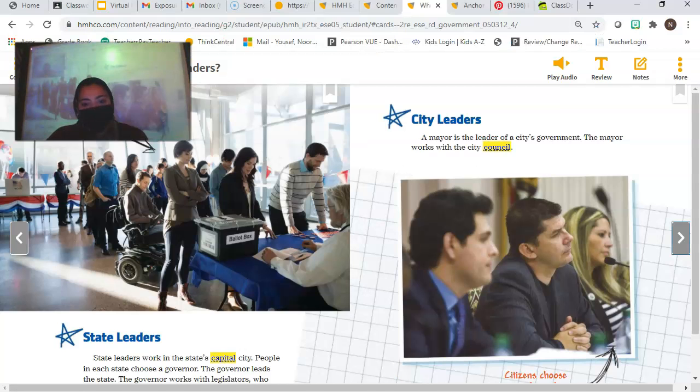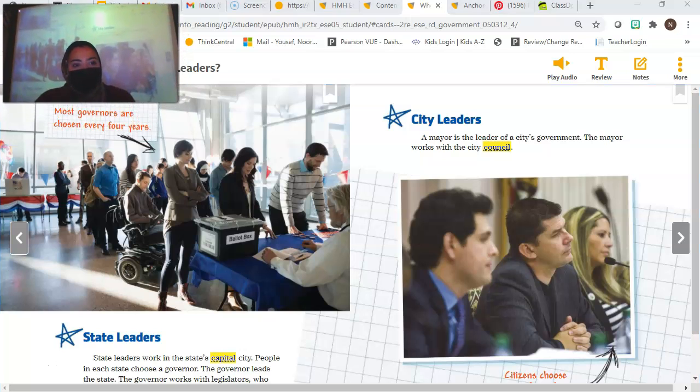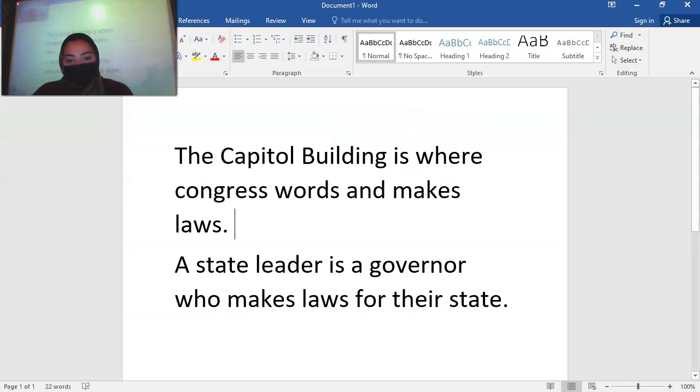Now, if we go to the next page right here, it talks about state leaders. So what's the most important thing we learned about state leaders? We learned that a state leader is a governor who makes laws for their state, right? They work with legislators to make laws for their state. Go ahead and write this down in the second box under the summarized paper. You can pause the video now.